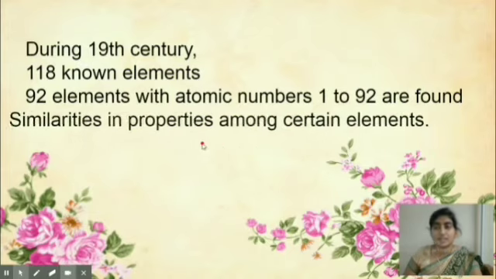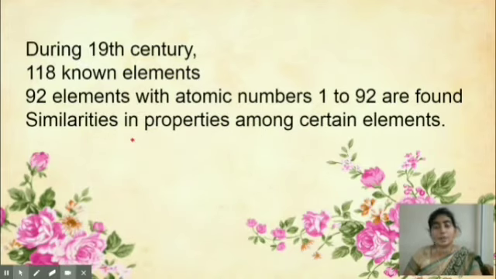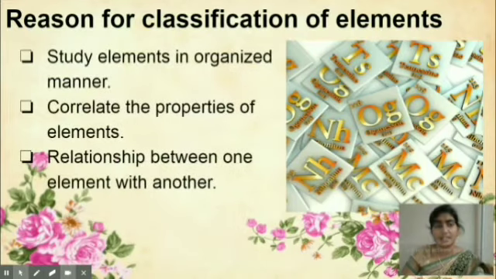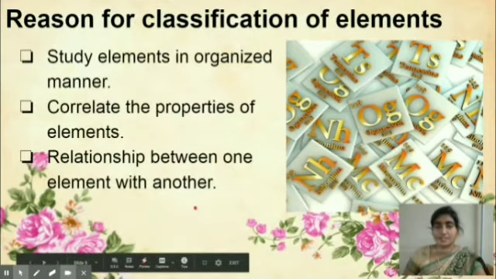Scientists have found out that there are some similarities in properties among certain elements. However, the classification based on the atomic weights led to the construction of the proper form of the periodic table. Now, let's see the reasons for classification of elements. So, these are the reasons. Study elements in an organized manner. We should study the elements in an organized manner, and we have to correlate the properties of elements with each other, and find a relationship between one element and another. Next, we move on to the Döbereiner triads.